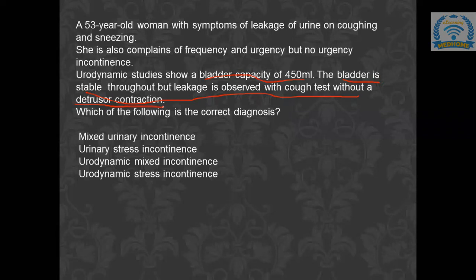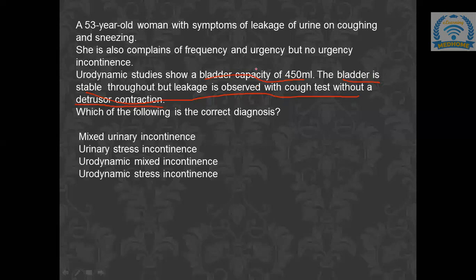Okay, but it is without a detrusor contraction. So no, that is a urodynamic stress incontinence. Sorry. Yes, exactly. So confusing. Look, that is why whenever a patient comes with such a complaint, we have this confusion. That is why we go for the urodynamic study.